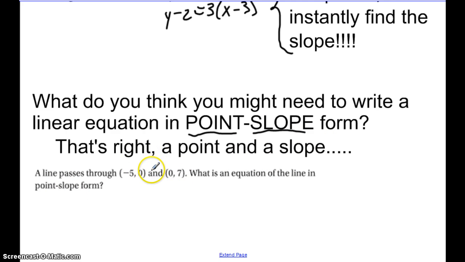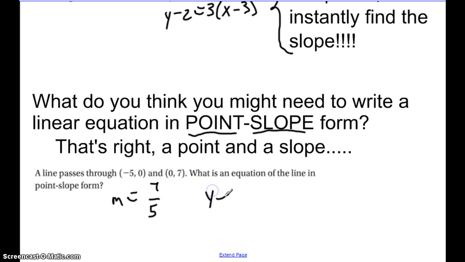Oh, look, we have 2 points. The first thing we do is find the slope. 7 minus 0, and then 0 minus negative 5. Be careful with your negatives. That's our slope. What point would you like to use? Negative 5, 0, or 0, 7? It does not matter. So let's go ahead and use 0, 7.